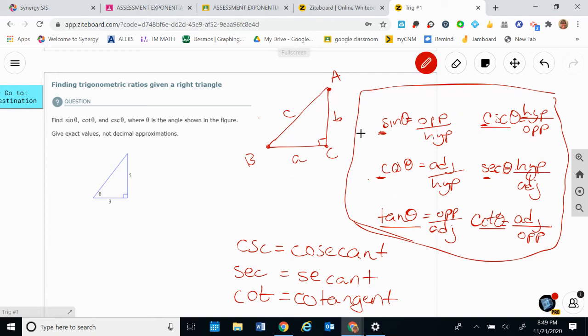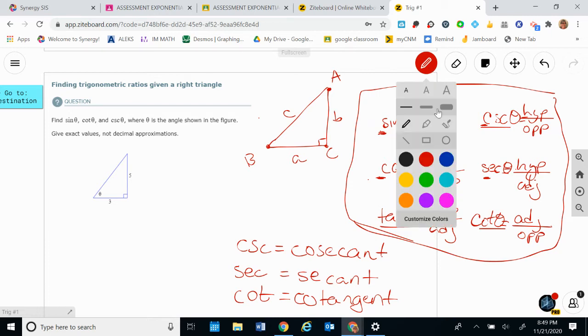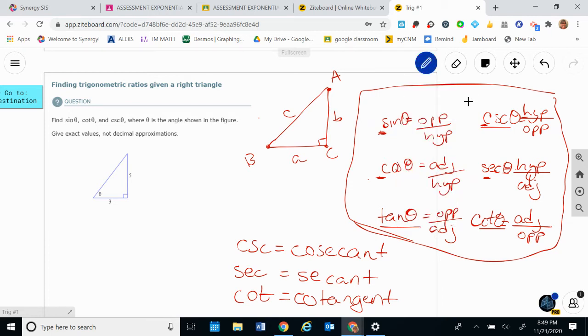You will also notice that cosecant is also 1 over sine. I don't know if it'll come into play, but I'm going to write it down. Cosecant is also equal to 1 over sine of theta. Get it? It's the inverse. And it flips it. Secant is 1 over cosine of theta, and cotangent is 1 over tangent of theta. These are just properties.